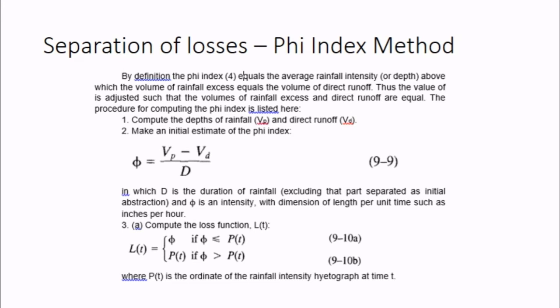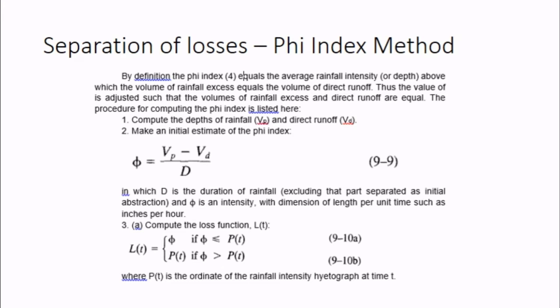So compute the depths of rainfall V sub P and the direct runoff V sub D. Okay, so depth. Make an initial estimate of the Phi Index. So gagamitin natin yung formula na to. Okay, Phi is equal to V sub P minus V sub D, in which D is the duration of rainfall.